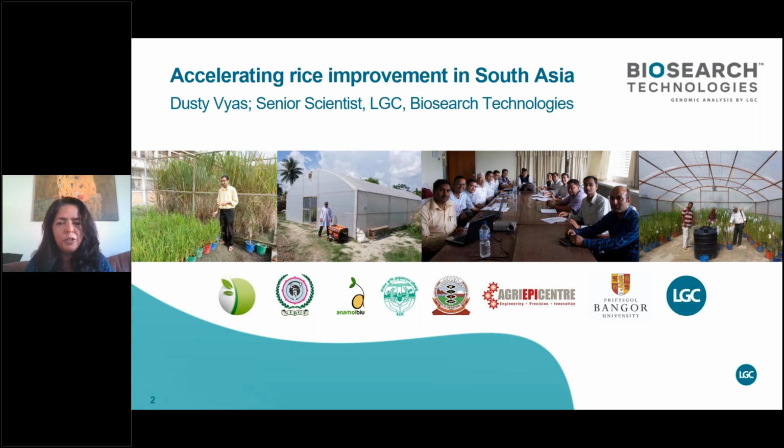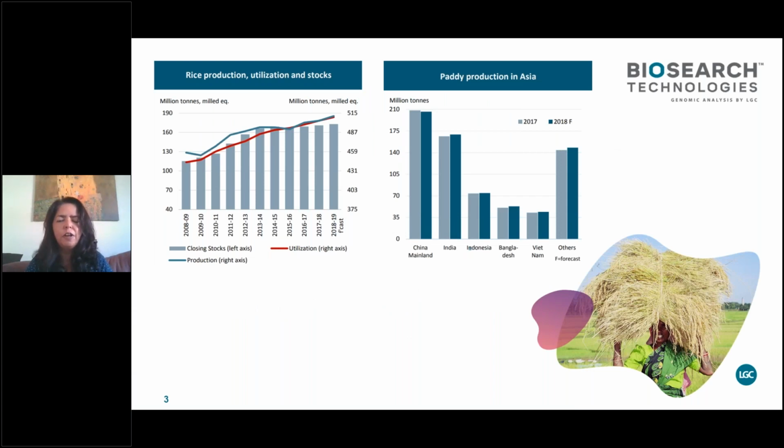So, as we all know, rice is one of the most important global agronomic crop species, and rice is a staple food for more than half the world's population, making up more than 20% of calories for nearly 3.5 billion people. The majority of rice production is in Southeast Asia. And to give you an overall picture, as you can see on the graph on the left-hand side, the production of rice has increased from 450 million tonnes to nearly 515 million tonnes in 10 years.